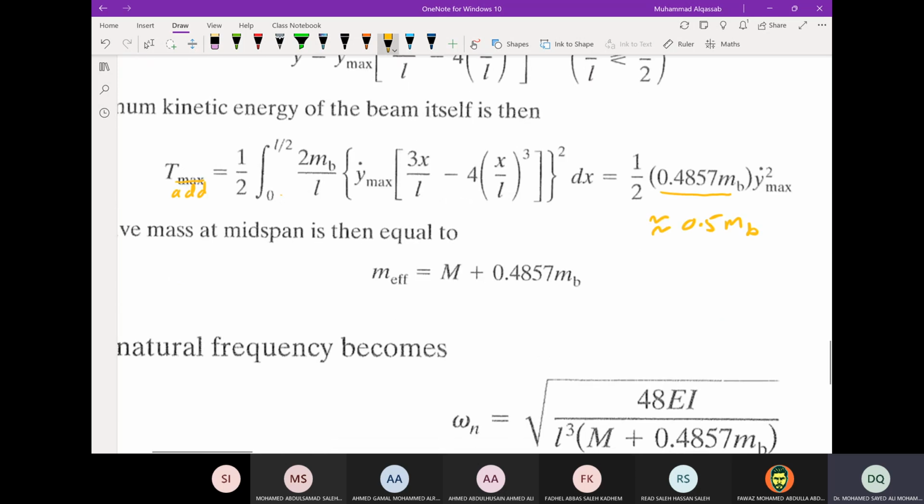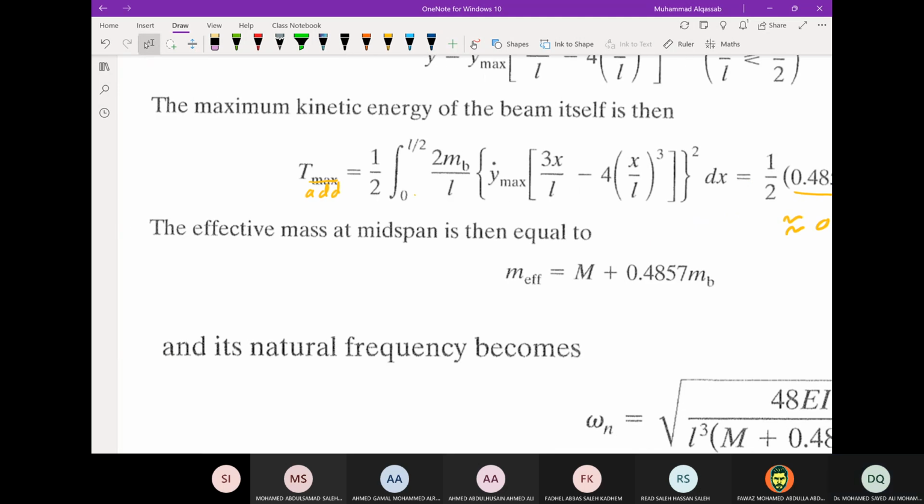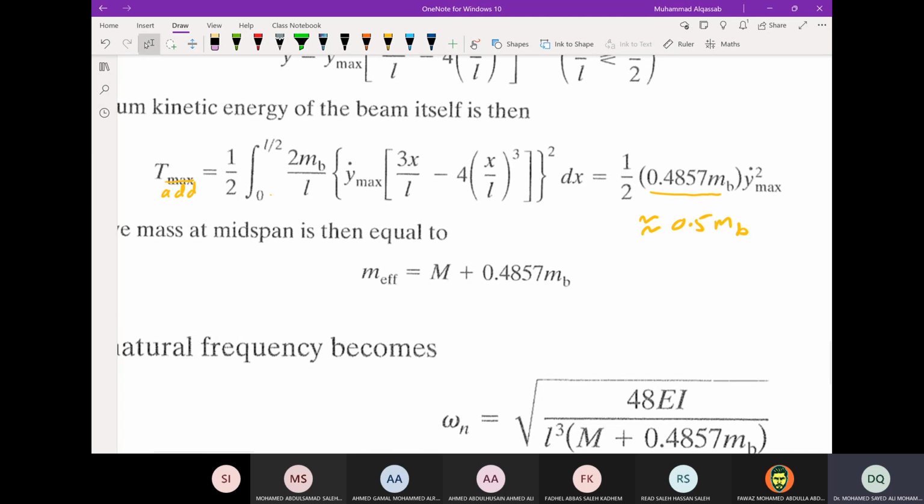So M effective, which is the total mass of the beam and the attached mass on the beam, is M plus the effective mass, 0.4857 mb. So in the formula sheet, I put this as almost 0.5. So I use 0.5 rather than 0.4857. It is already an approximation. So it is almost 0.5. So what I did in the formula sheet, just to make it easy, I just put this as 0.5 mass of the beam, and I found this also used in some of the references.